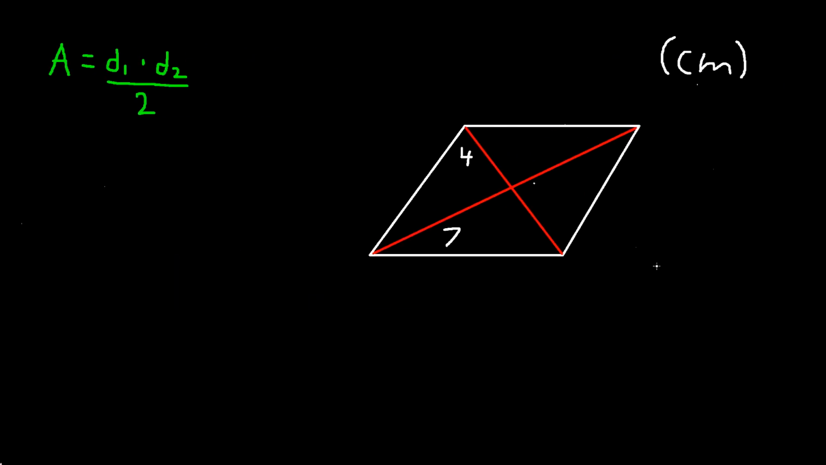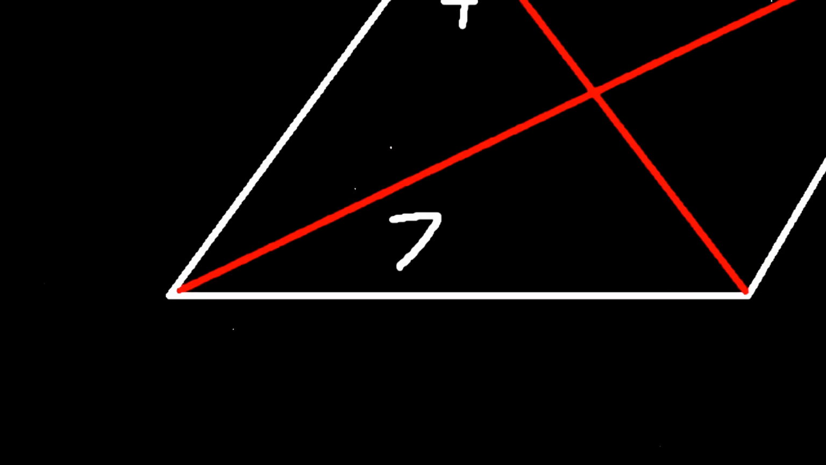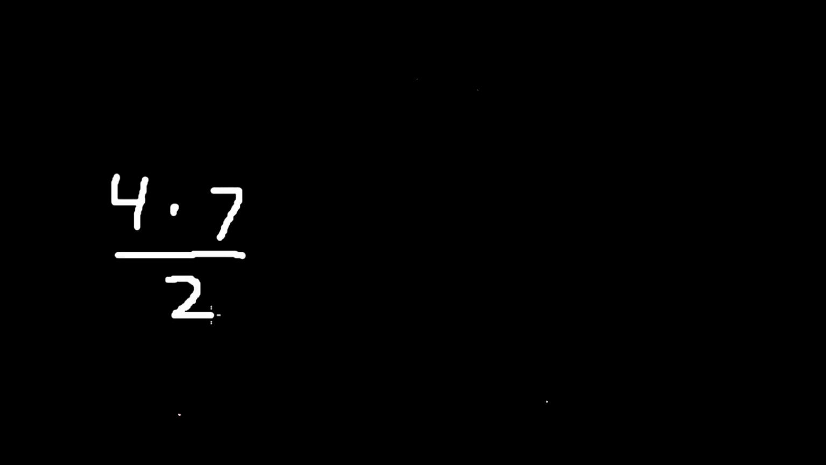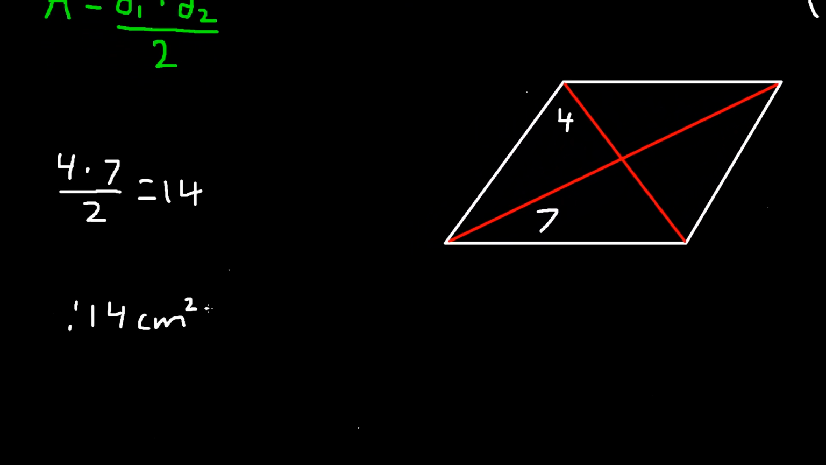So let's say we have a rhombus which has diagonal 1 as 4 centimeters and diagonal 2 as 7 centimeters. All we need to do is take 4 by 7 and divide it by 2. Meaning that the area is 14 square centimeters.